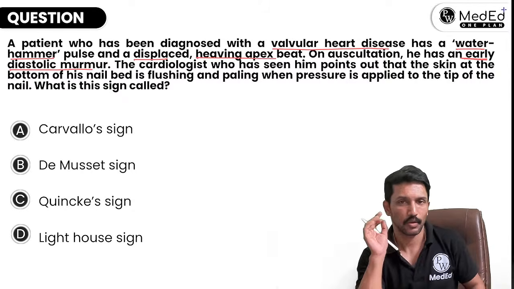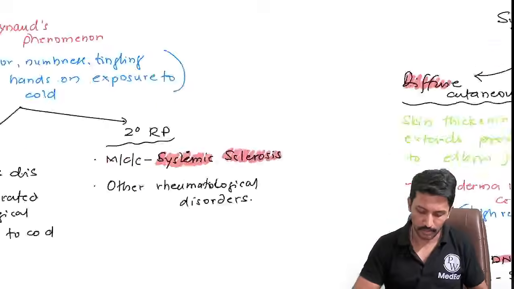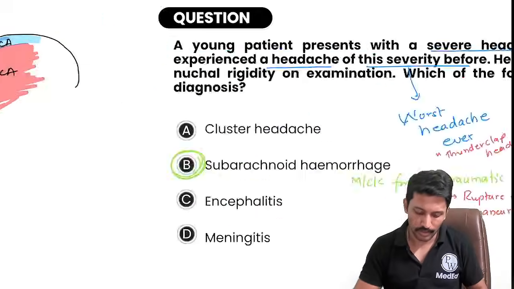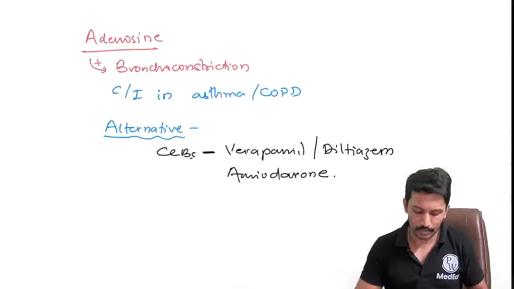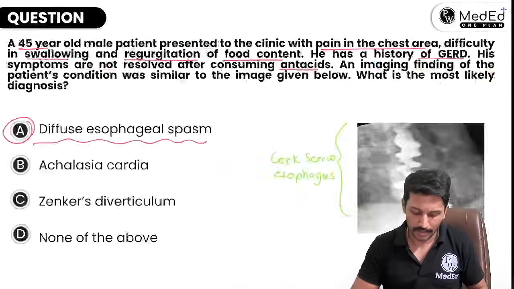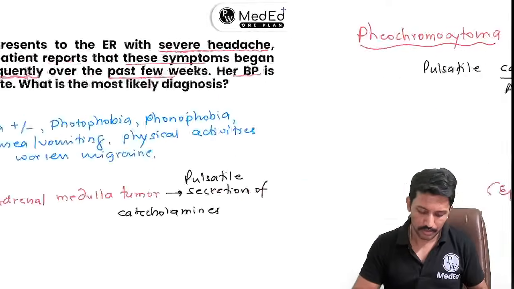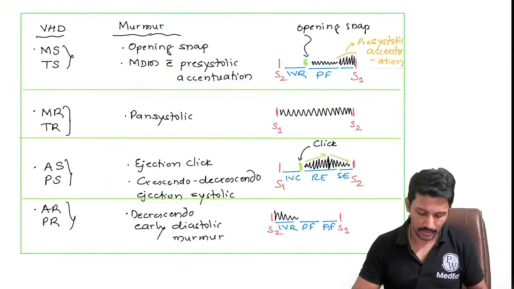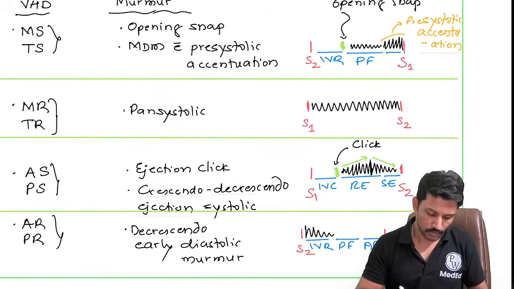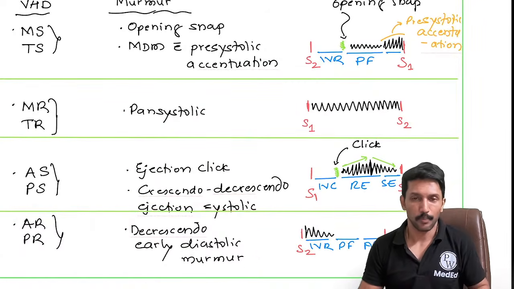Early diastolic murmur. What are the diagnoses we have? We have put a table earlier, right, for the murmurs. So if you learn that table by heart, you will be able to deal with a lot of questions coming from it. There are two conditions where we can have an early diastolic murmur. What are those two conditions? One of them is AR, the other one is PR. So in AR and PR, you will have a decrescendo early diastolic murmur.